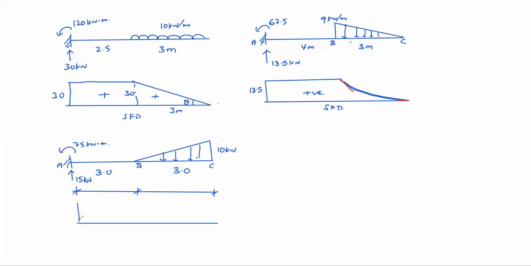Now if you draw the shear force diagram, see here 15, and from A to B there is no change, 15 only. Then from B to C, the slope of the SFD at B should be 0, and it should increase and be maximum at C. So like this.